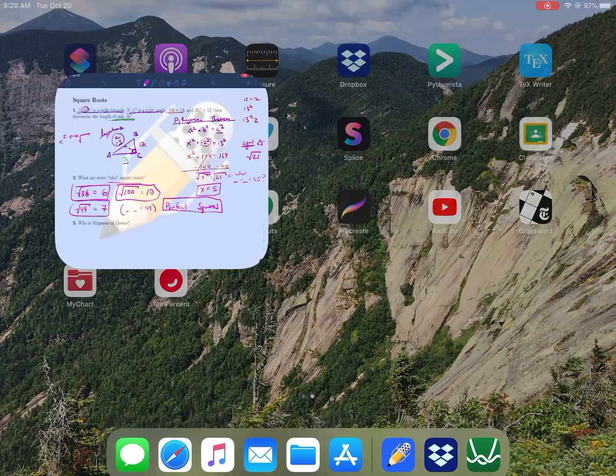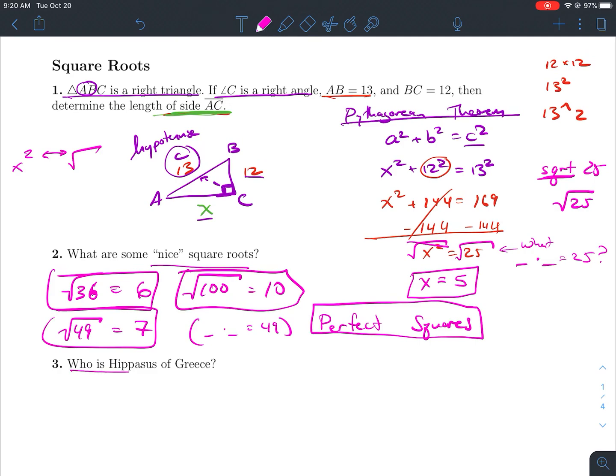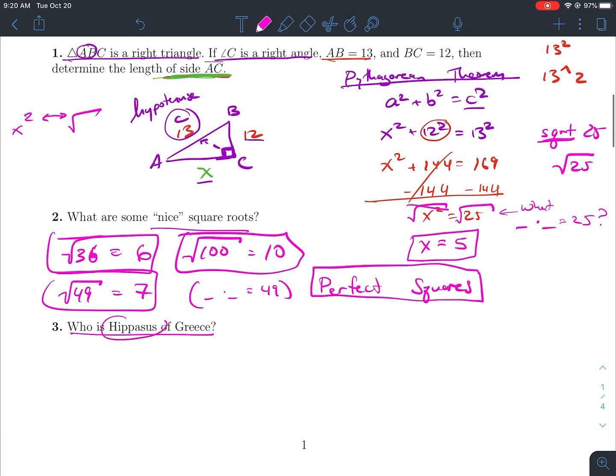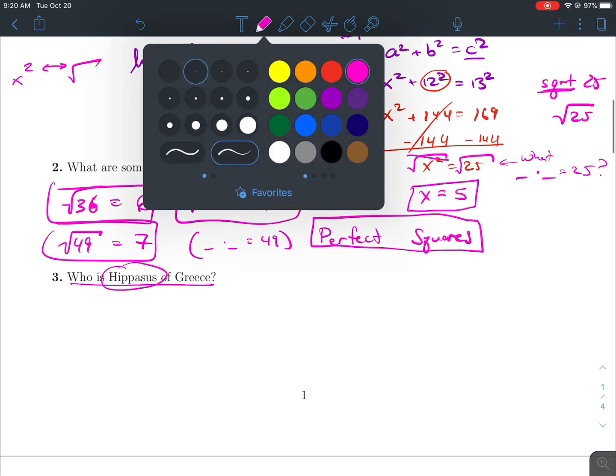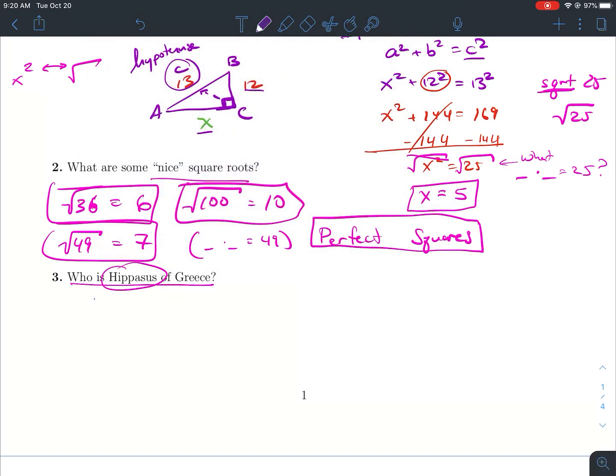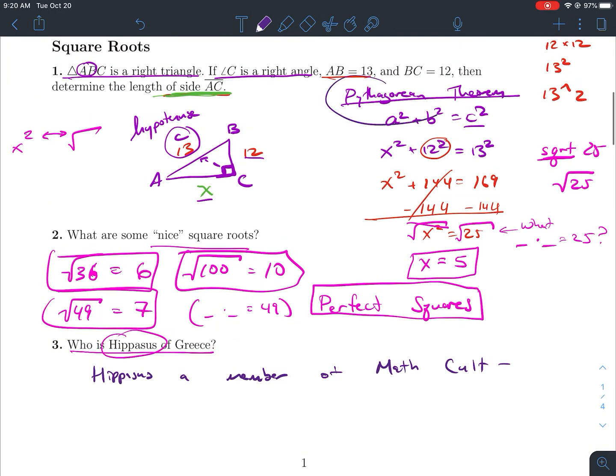So it turns out that the mathematician that discovered this was named Hippasus, and he lived in Greece. So it's kind of a cool story in math. Hippasus was actually a member of a mathematical cult. And that mathematical cult was actually called the Pythagoreans.